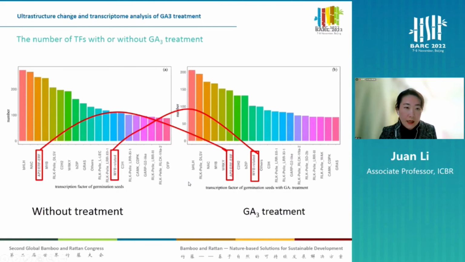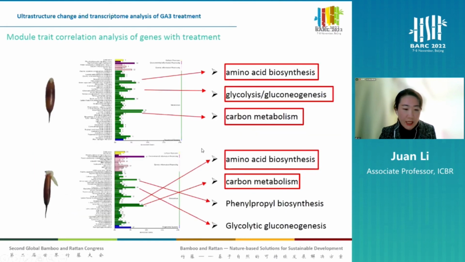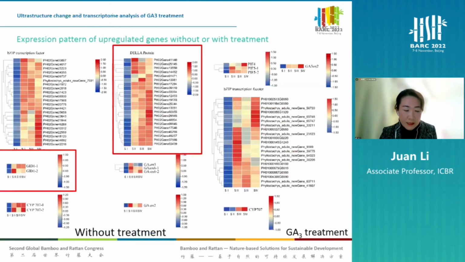After GA treatment, among the TFs, we found the MYB-related TF upregulated, and the AP2-ERF related TF downregulated. And the GA treatment promoted amino acid biosynthesis, glycolysis, and carbon metabolism. We found the nodulin protein and the GID homologous to rice were detected after GA treatment.